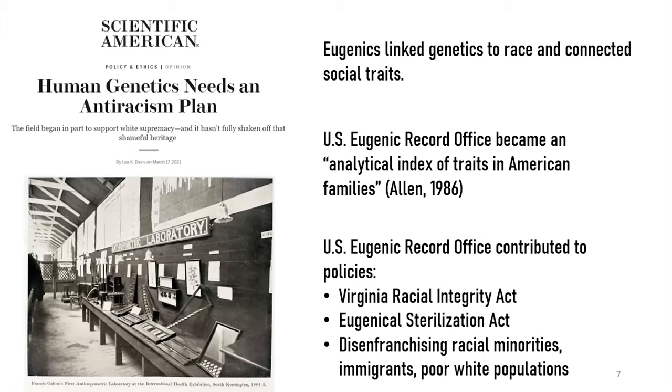Not only did it produce research, but it also was a public policy office, and the U.S. Eugenics Record Office contributed to policies that enacted miscegenation laws, sterilization laws, and laws that disenfranchised racial minorities, immigrants, and poor white populations. This research inspired Nazi eugenics research, and this office was closed in 1939 because of U.S. discomfort with how the Nazis had taken this U.S. concept and enhanced it elsewhere. So Cold Spring Harbor has had a reconciliation with its history.